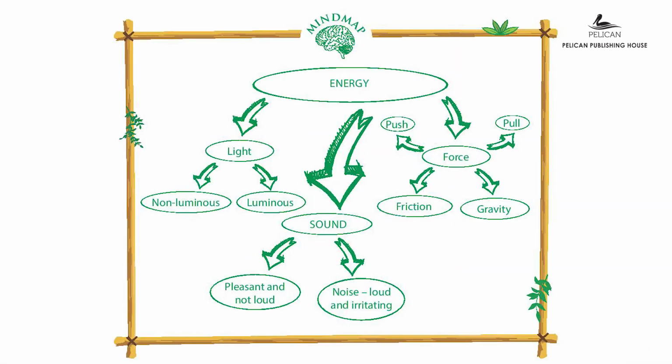So here is a mind map of the lesson for you. There are three forms of energy: light, sound, and force. There are two types of objects: non-luminous and luminous. There are two types of sounds: pleasant and not loud, and noise sounds that are loud and irritating. There are four types of force: the push force, the pull force, friction, and gravity.